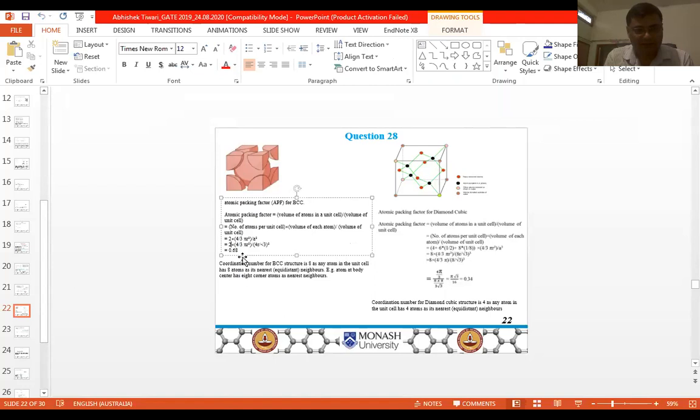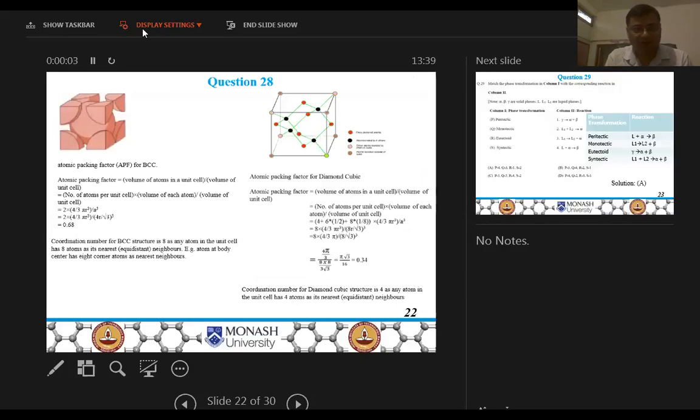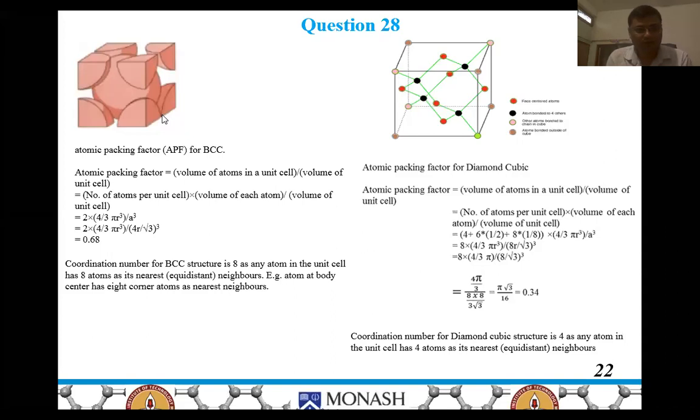The correct answer is 0.68. So the packing factor for BCC is 0.68 and the coordination number for BCC structure is 8, as any atom in the unit cell has 8 atoms as its nearest neighbors. So the atom at the body center is touching 8 corner atoms. So the coordination number is 8.